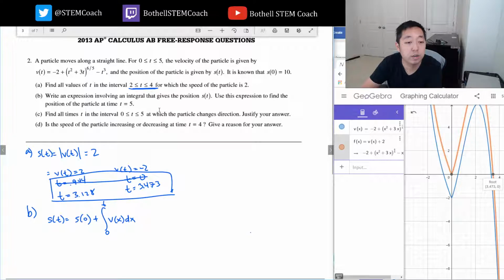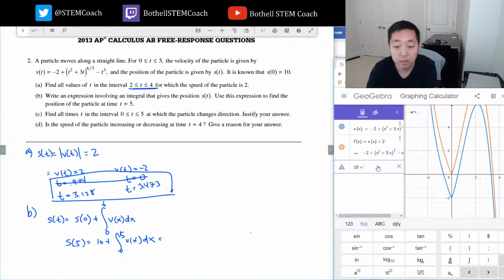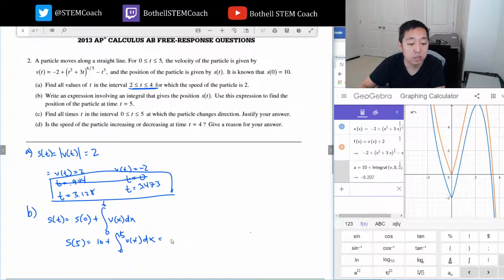Write an expression involving an integral. Use the expression to find the position at t equals 5. So s of 5 is equal to s of 0, which is 10, plus the integral from 0 to 5 of v of x dx. I can put that in now: 10 plus the integral of v from 0 to 5. So its position is minus 9.207.